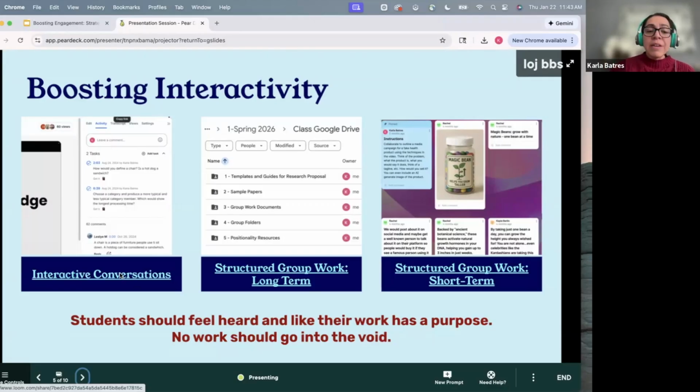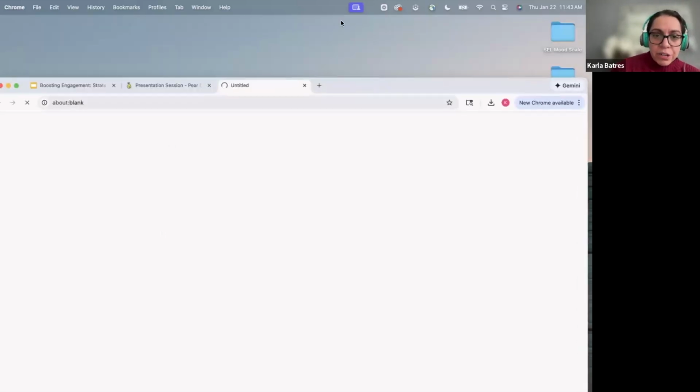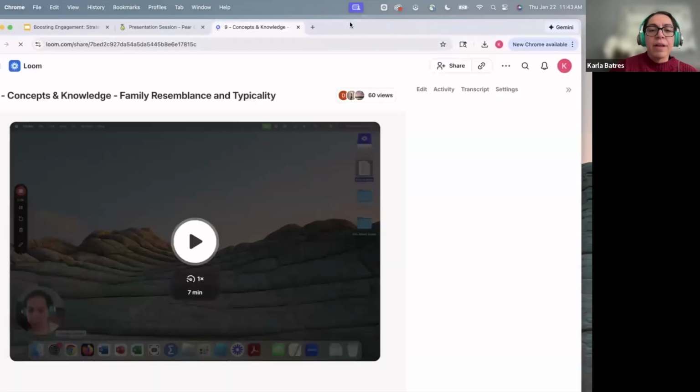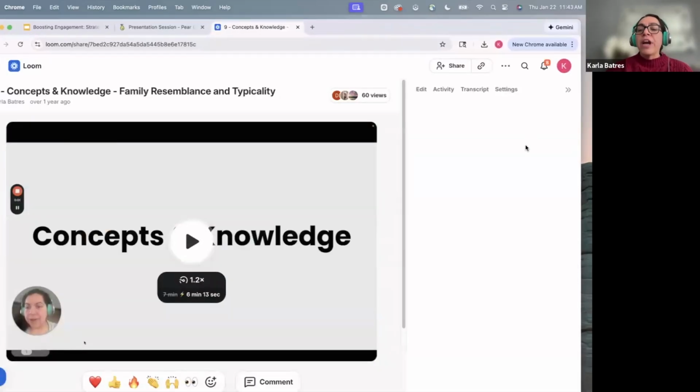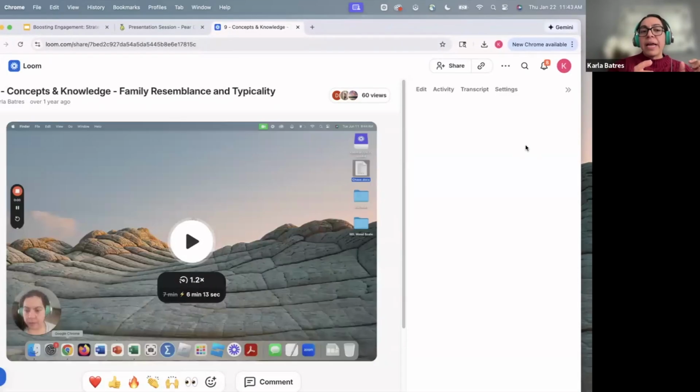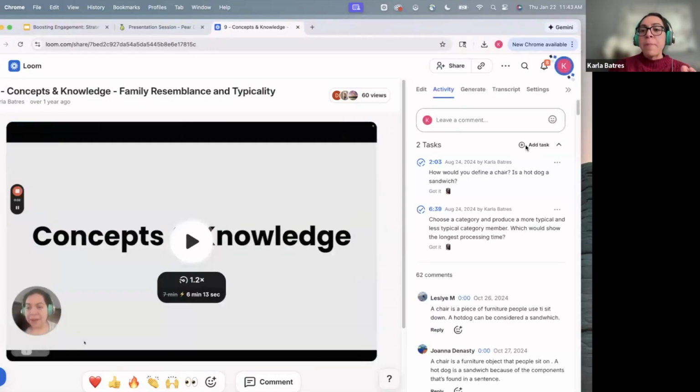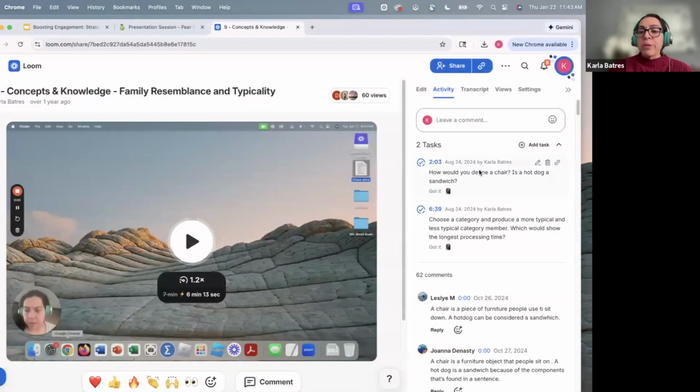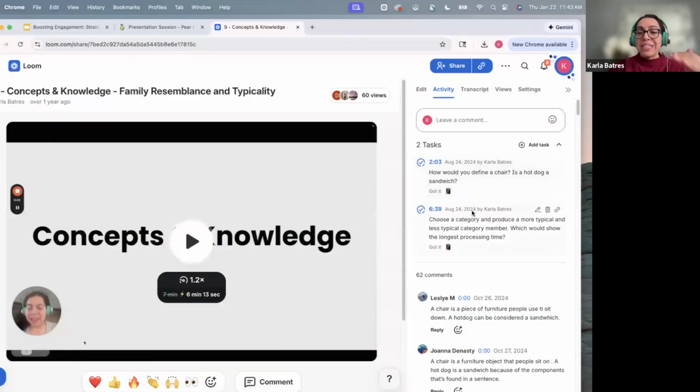However, even in an asynchronous class, it's possible. So I use a platform called Loom, and I hope that the internet actually, okay, yeah, it takes you here, where when I record my lectures for students, this platform allows me to embed prompts at specific time points, right?